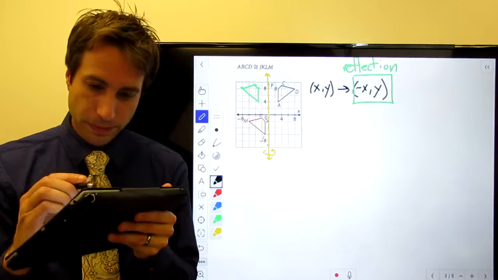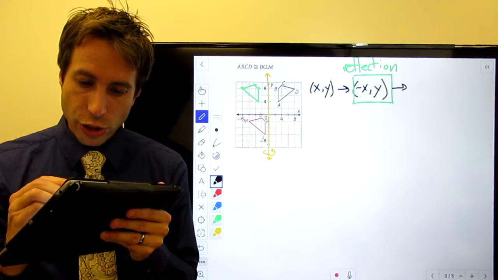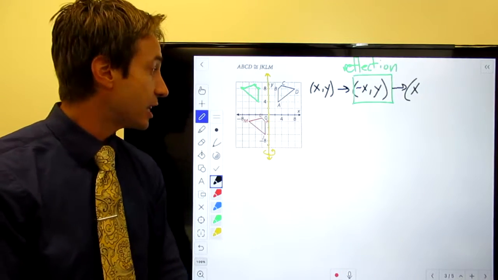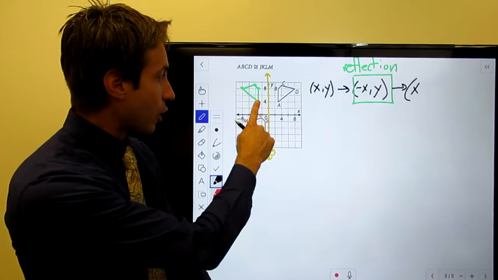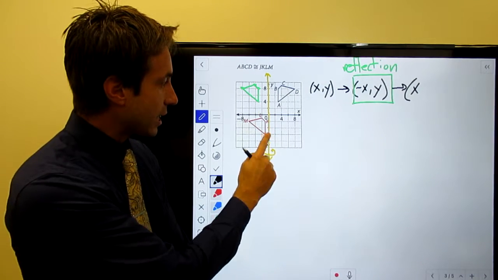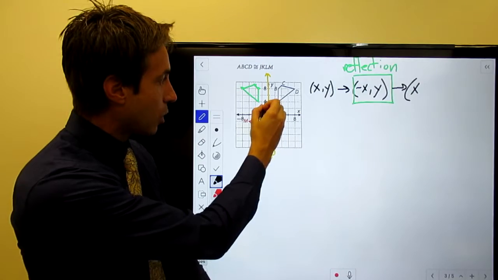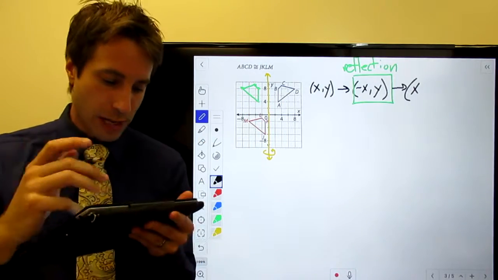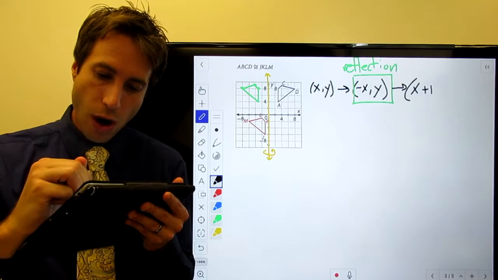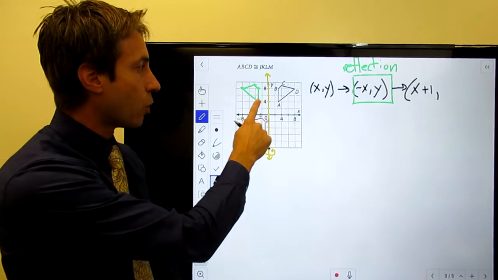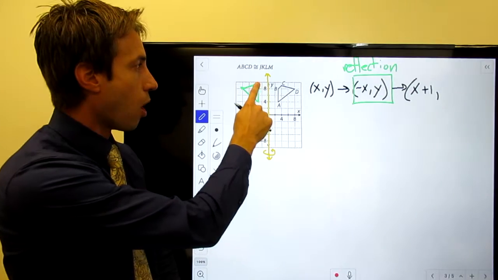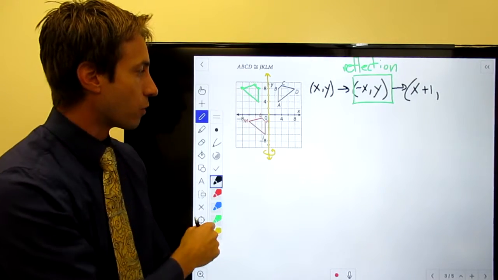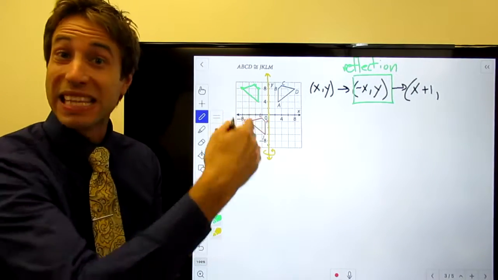So how much do I need to change the position? Well, check this out. If I go from here over to here, it's just going to be 1 unit to the right. So that'll be x plus 1. That's going to shift every single one of these guys over 1 unit. You'll see that they'll all match up in the x coordinate.